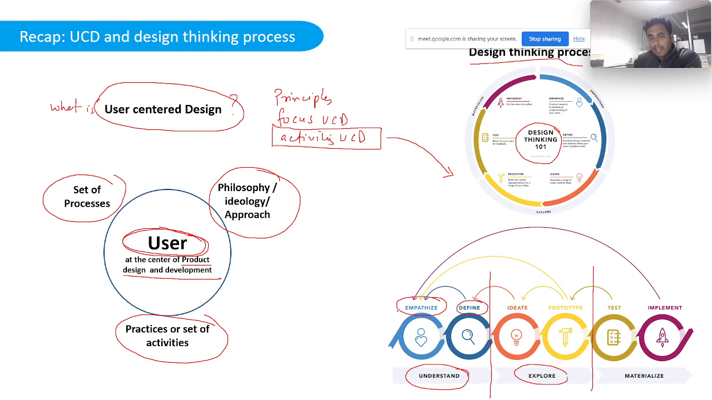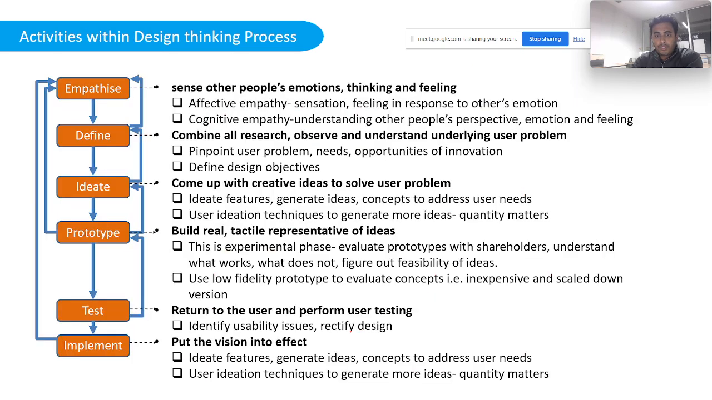I'll start with discussing how we can get user data using approaches like user study, or a technique called contextual inquiry. Briefly, here I am going to tell you about the activities of the design thinking process. So the very first activity is empathize.